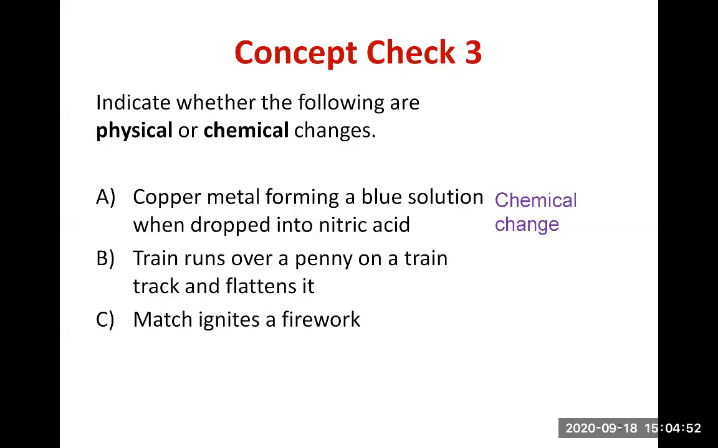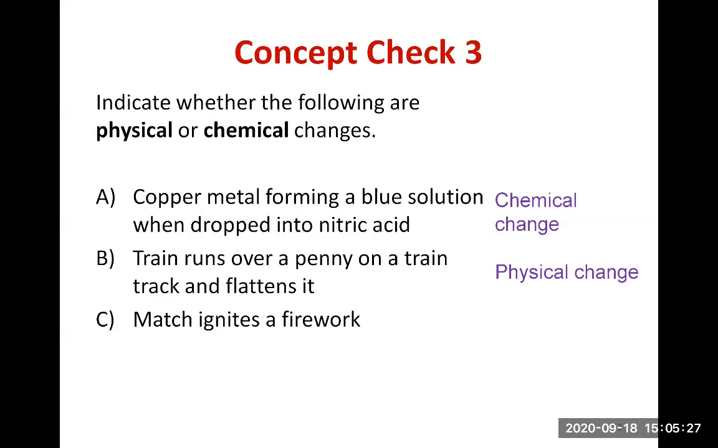When a train runs over a penny on a train track and flattens it, is this a physical or chemical change? The penny is made of copper again, but it becomes all flattened. But it's still copper, it's still reddish, shiny, and a solid piece of metal. So that's a physical change. You only change the shape of it because copper, as all metals, is malleable, so you can change its shape.